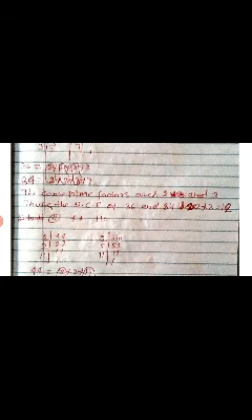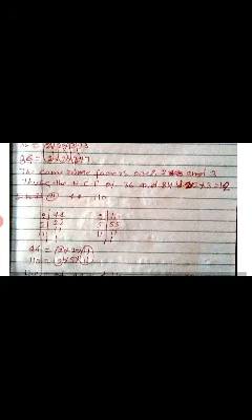2 makes 2 pairs and 3 makes 1 pair. So the common factorization of prime numbers are 2, 2 and 3. Thus, the HCF of 36 and 84 is 2 into 2 into 3 is equal to 2 to the power 2 into 3 is equal to 12.